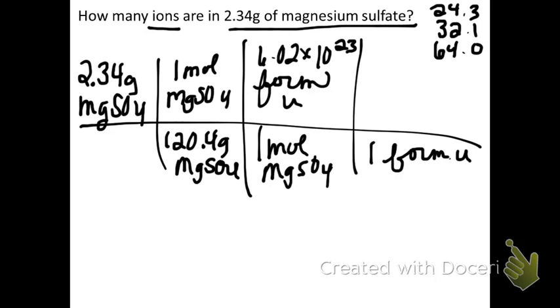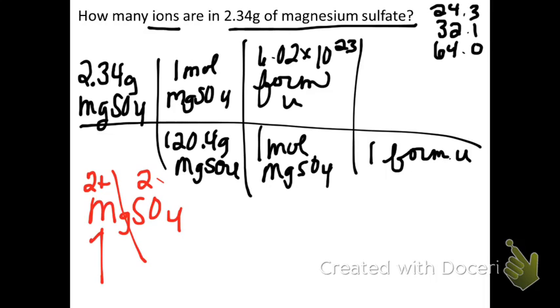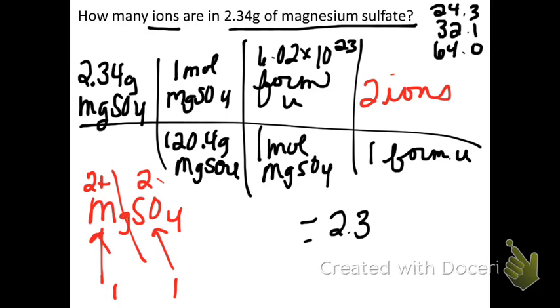we need to figure out how many ions there are. When you look at magnesium sulfate, the magnesium is the positive side, the sulfate is the negative side. How many magnesiums are there? Not its charge. How many magnesiums are there? There are 1. How many sulfates are there? There's 1. Therefore, there are 2 ions in 1 formula unit of magnesium sulfate. Run it through your calculator, pay attention to significant figures, and you get 2.34 times 10 to the 22nd ions.